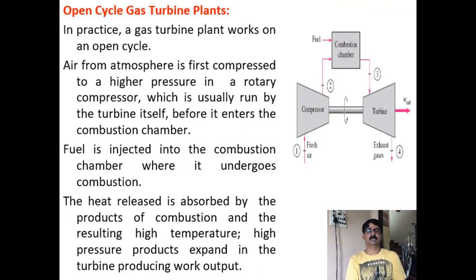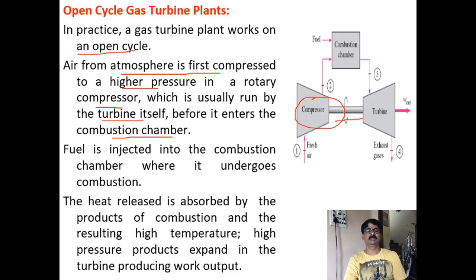Now coming to the last topic of this turbine part, that is the open cycle gas turbine plants. Already during the introduction I explained this schematic diagram. In practice a gas turbine plant generally works on open cycle. Air from the atmosphere is first compressed to a higher pressure in a rotary compressor, which is usually run by the turbine itself, before it enters the combustion chamber. You can see it is coupled to the turbine shaft, and here the air from the atmosphere is compressed to a very high pressure.